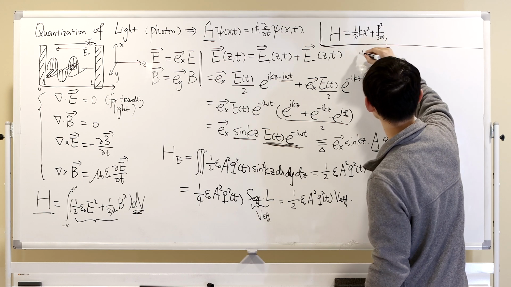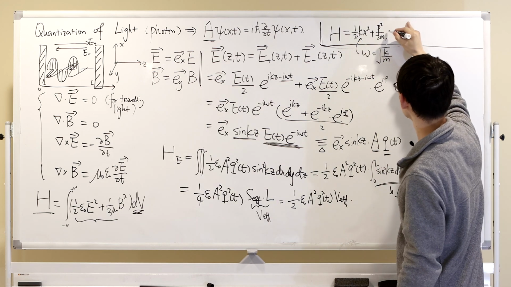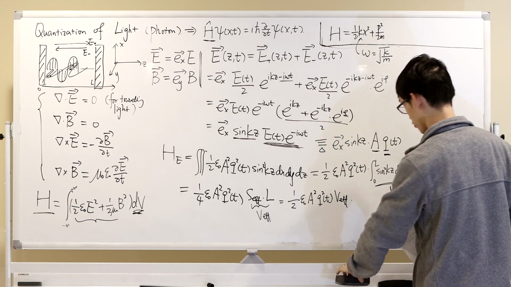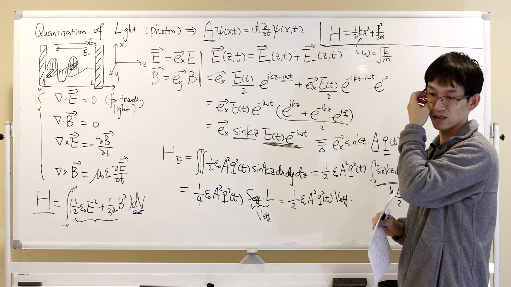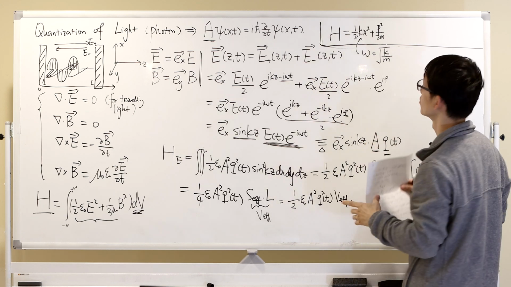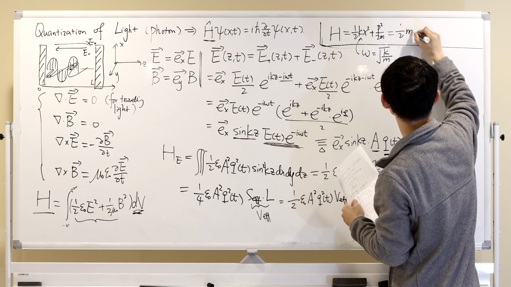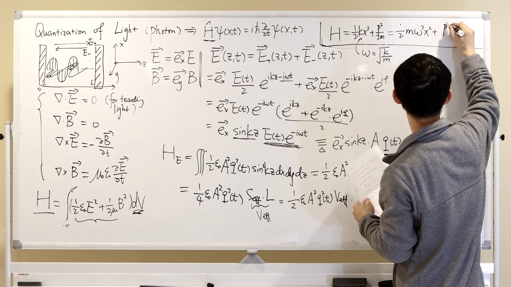If you use this to replace the k here, because for light, frequency makes sense, but you can't really say the stiffness of the light, right? It doesn't really make any sense. So if you replace that, you get m omega squared x squared plus p squared divided by 2m.